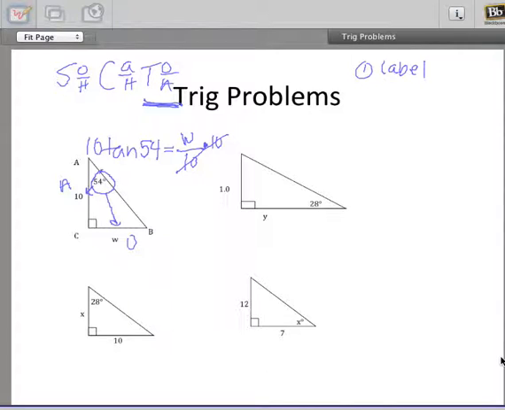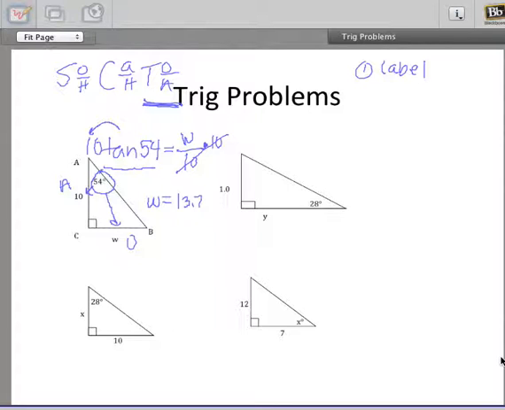So on your calculator, if you're using a TI-83 or TI-84, type in 10 tan 54 and hit enter. If you're using the calculator from Google, I would plug in tan 54, then times it by 10. Either way, you should get W equals 13.7.